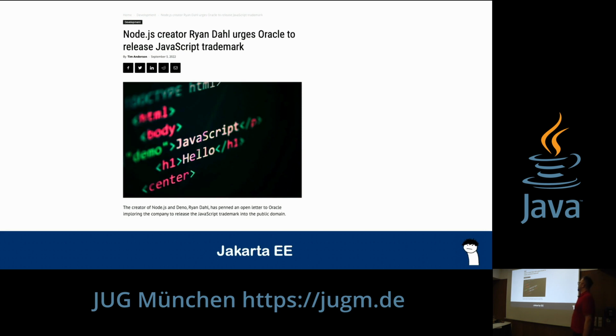Because JavaScript has one word that is a trademark here, and the truth is the most popular language in the world is not called JavaScript, it's called ECMAScript. The standard is called ECMAScript, and JavaScript is a common name. It cannot be used in any official documents because it has Java in the name. The official language is called ECMAScript. But everybody is using JavaScript, so the creator of Node.js urged Oracle to clarify the situation. As far as I know, there was no response to that letter.